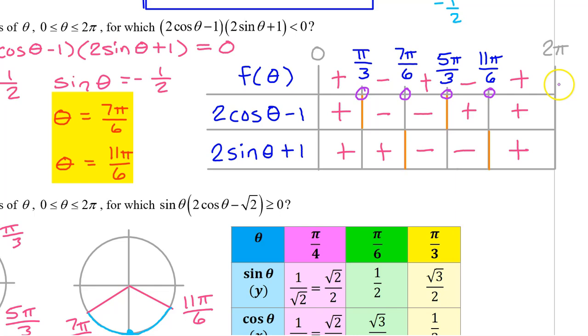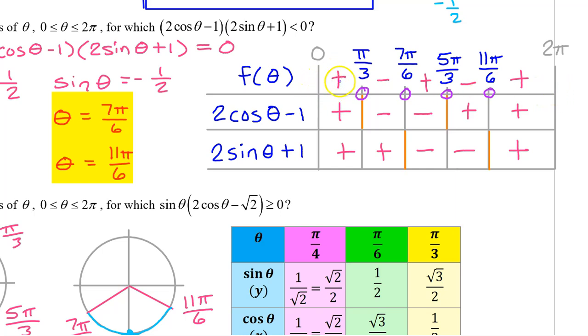Should they be included? Well, first of all, 0 and 2 pi are included in the domain. We have 0 is less than or equal to theta, and theta is less than or equal to 2 pi. The or equal to part means that these endpoints are included. So it's just a matter of whether f of theta is less than 0 at 0 and 2 pi. And in this case, it's not.